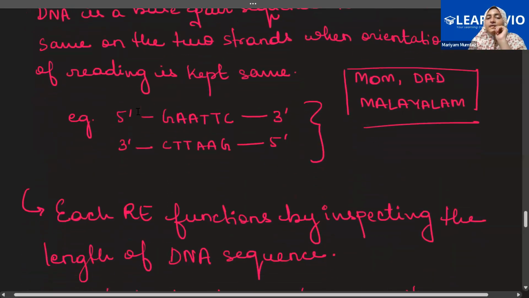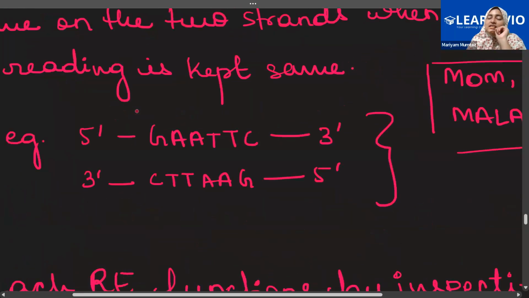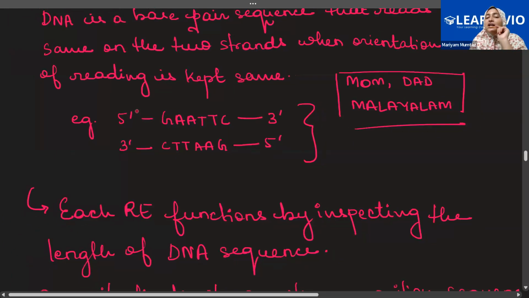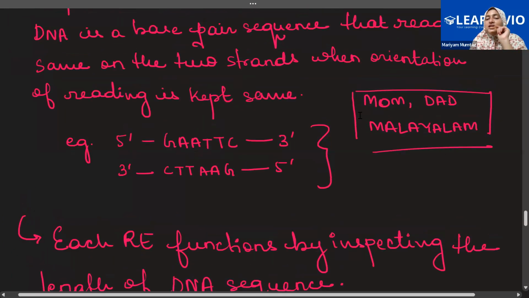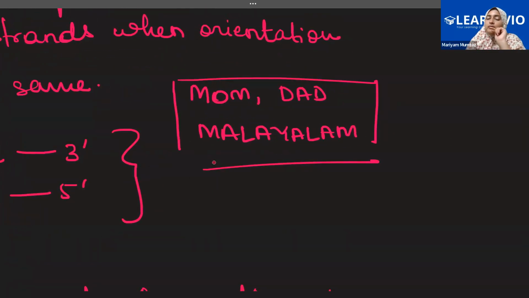For example, if you look at this one, 5 prime to 3 prime is GAATTC. And then 3 prime to 5 prime, if you read it from there, it will be GAATTC. So when it is read the same way from left to right and right to left, we call it a palindrome. Just like how I've mentioned some English words here to tell you what a palindrome is. Mom, M-O-M. If you read it from the front or from the back, it's the same. Then dad also, D-A-D, right? Read from the front, it is the same, and back also it is the same.